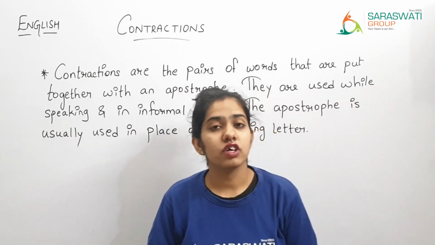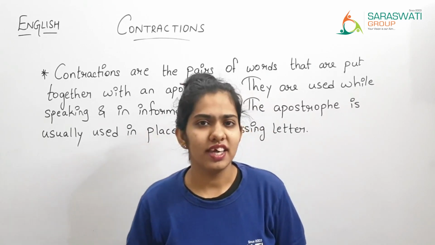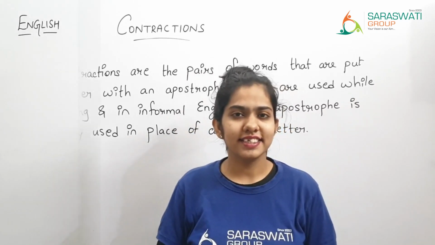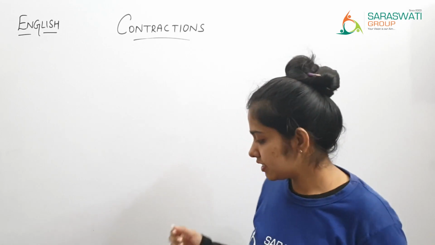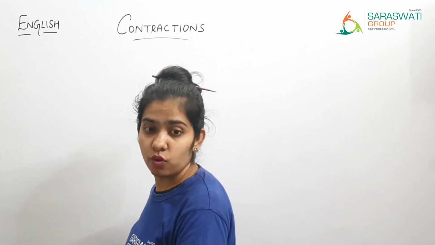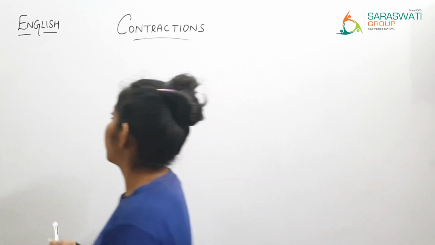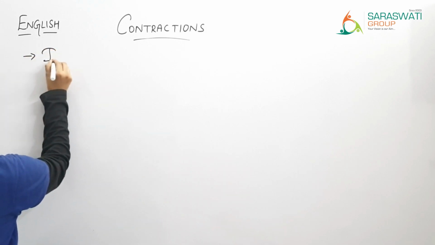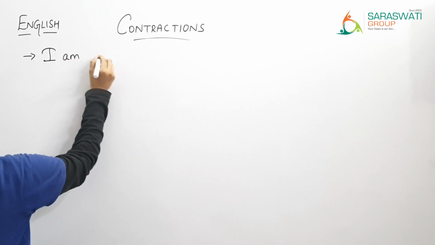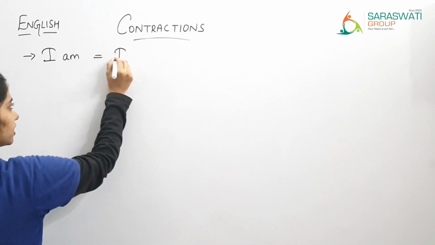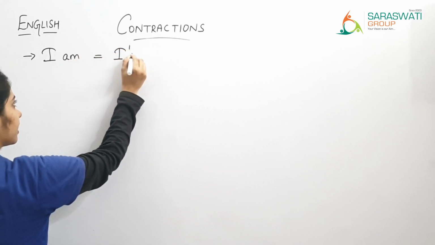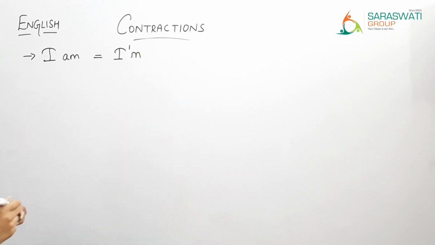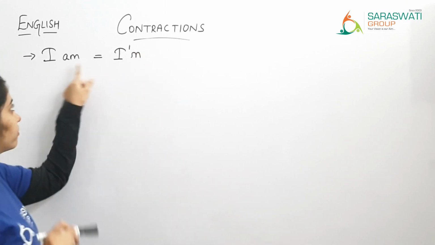Let us see some of the contractions over here. Okay, so let's get started. I am. Then what is the short form of that? I apostrophe m. So we have over here dropped the letter a.